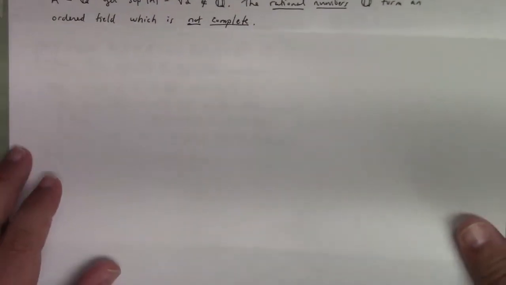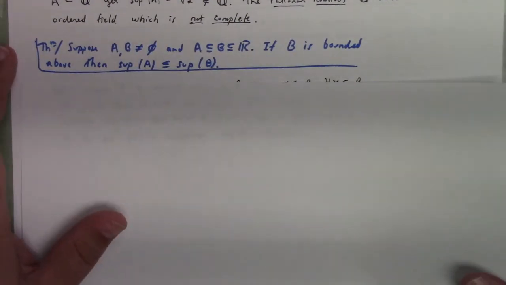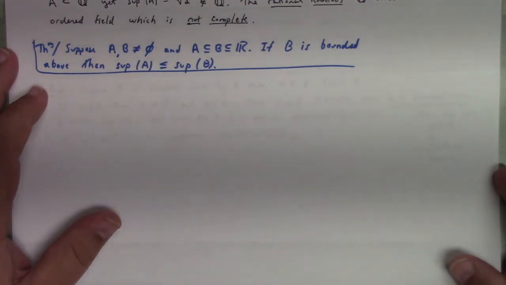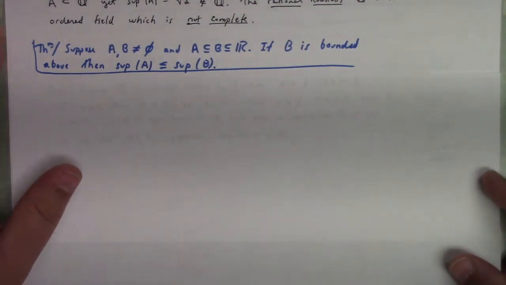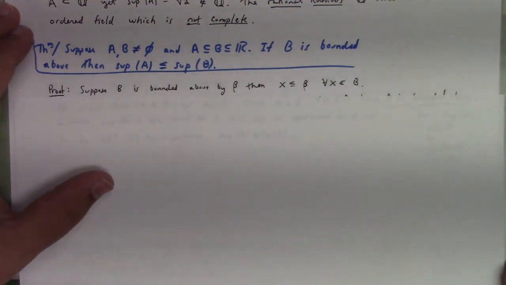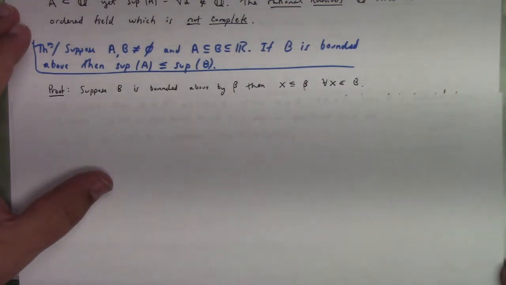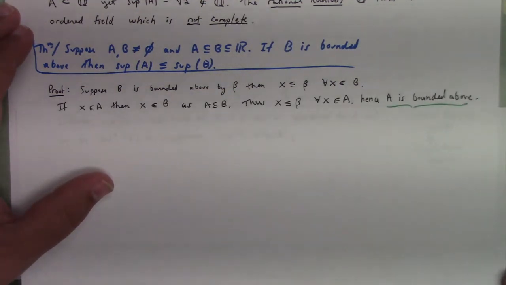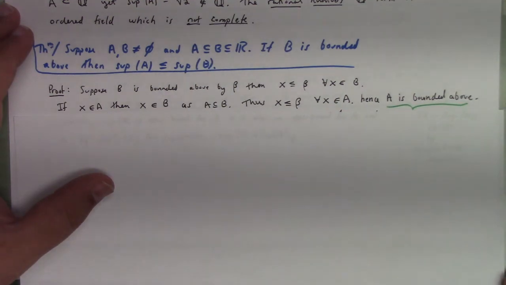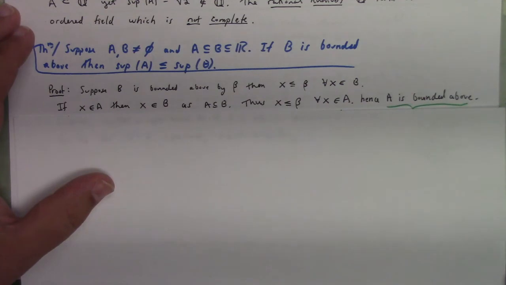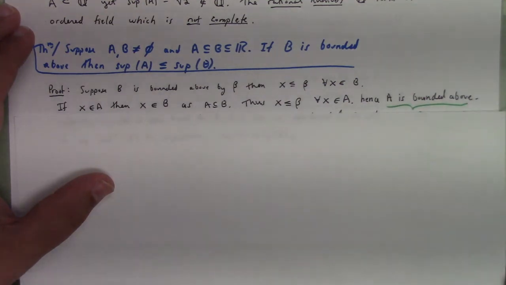Okay, so, theorem. Suppose that A and B are non-empty subsets of the reals, and A is a subset of B. If B is bounded above, then the supremum of A is less than or equal to the supremum of B. So here's the proof. If we suppose B is bounded above by beta, that means x is less than or equal to beta for all x in B. However, if x is in A, then x is in B because A is a subset of B. Thus, x is less than or equal to beta.